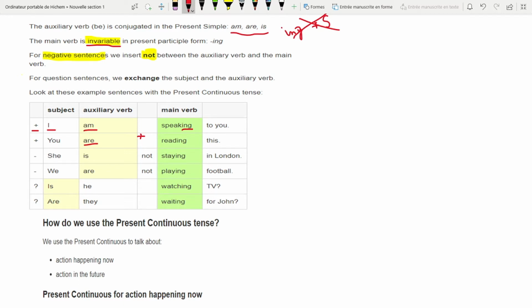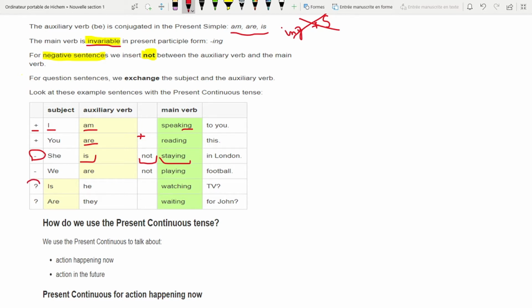All right. Now we go to the negative form. All right. This is quite important. It's the same concept. It's just that we have to add not between the auxiliary here and the main verb here. Right. She is not staying in London. We are not playing football. Okay.